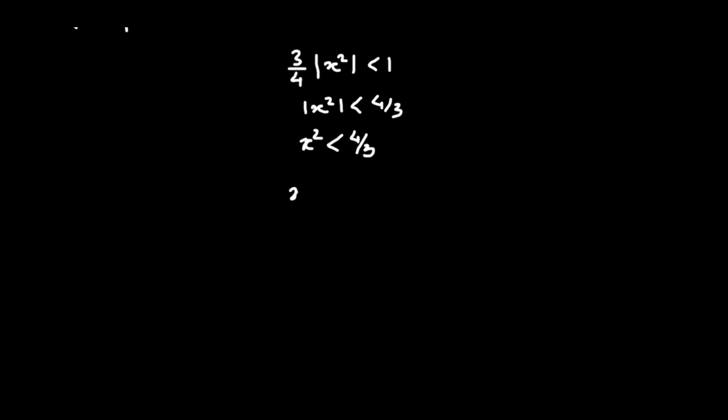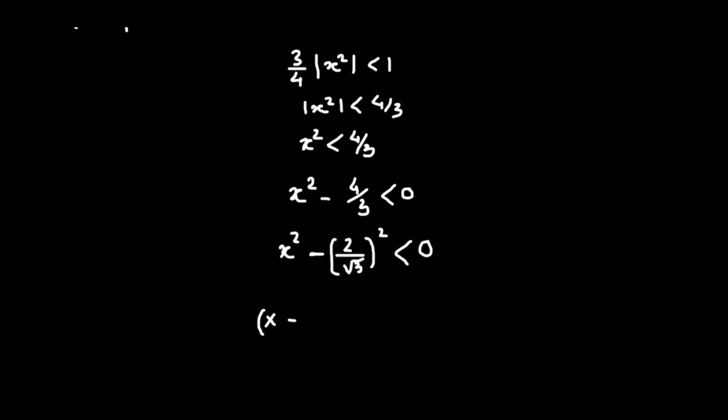So we'll have x squared minus 4 over 3 less than 0. So 4 over 3 can be written as 2 divided by square root of 3, whole squared, is less than 0. Then we apply the identity a squared minus b squared is equal to a minus b times a plus b. So that would give us x minus 2 over root 3 times x plus 2 over square root of 3 is less than 0.